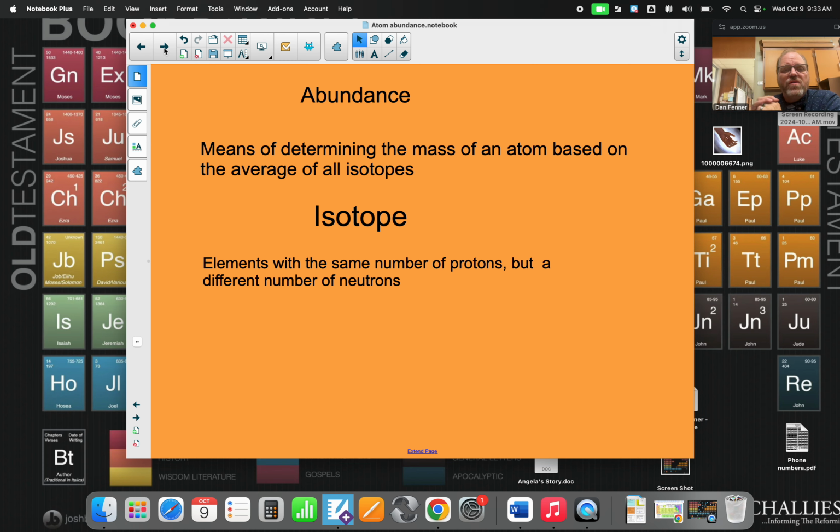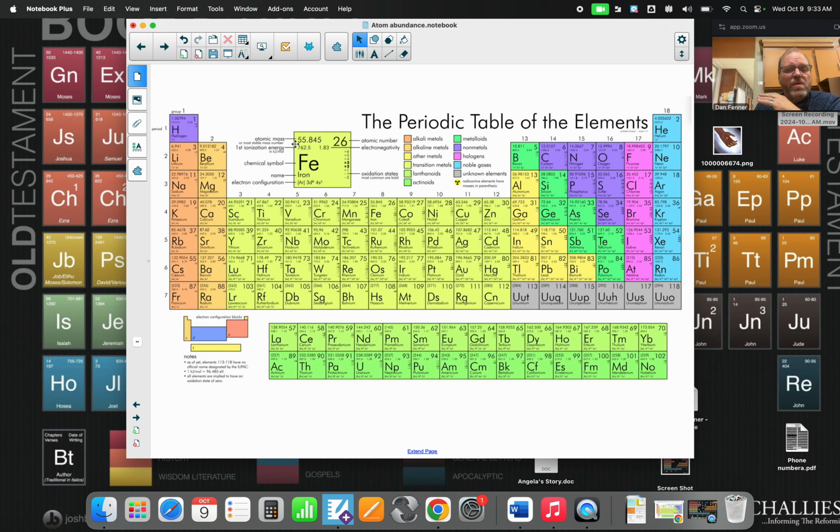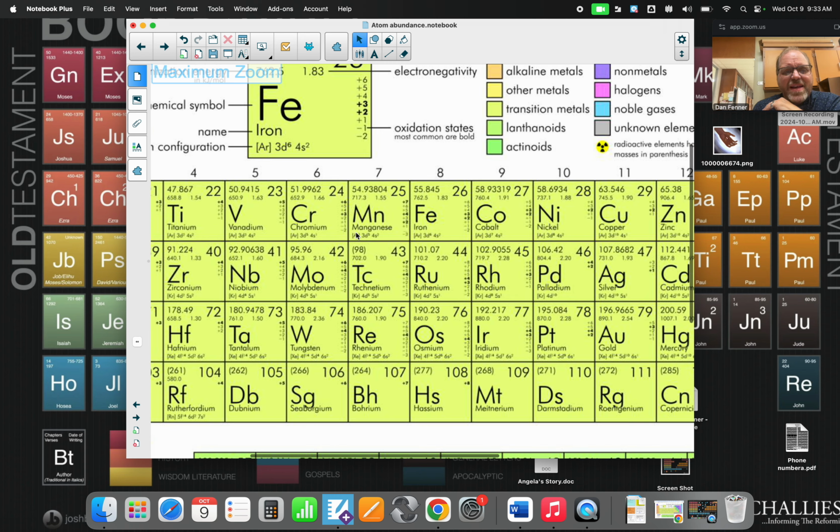Now, there are two values that we're going to look at here. It's called abundance. Abundance is the means of determining the mass of an atom based on the average of all the isotopes. What's an isotope? An isotope is an element with the same number of protons, but a different number of neutrons. So let's take an example. Let's make sure we take a picture here first. Looking at the atomic masses, you see these numbers aren't whole numbers. The reason why these numbers aren't whole numbers is because this is the average of all the isotopes that exist.